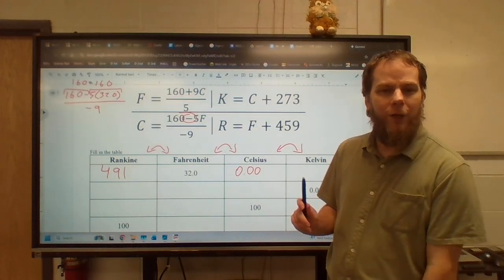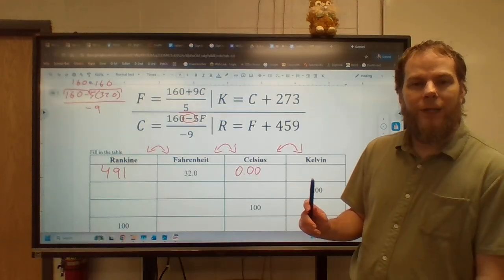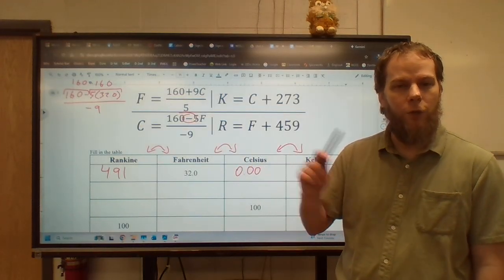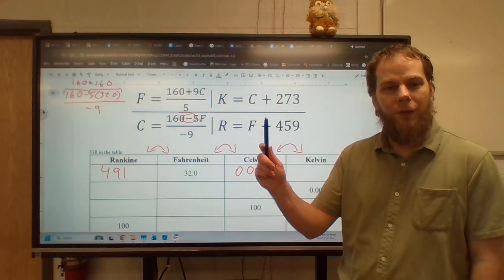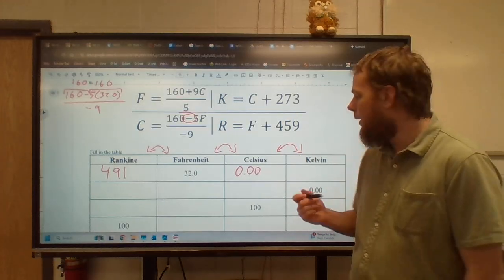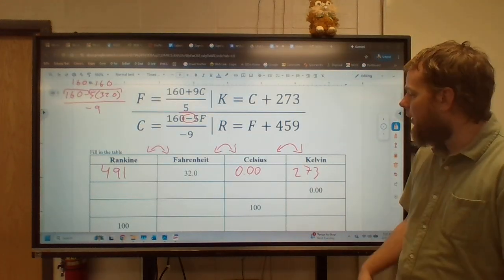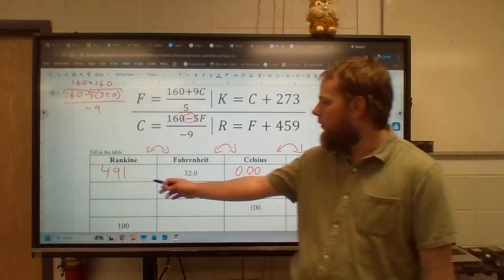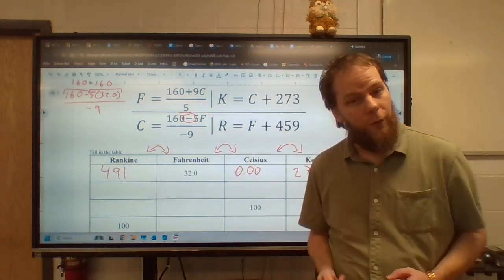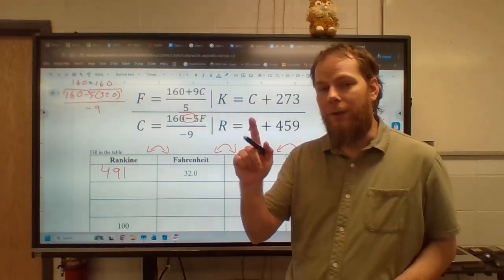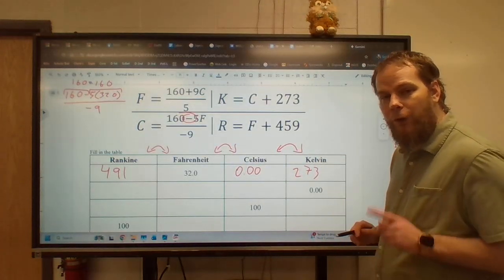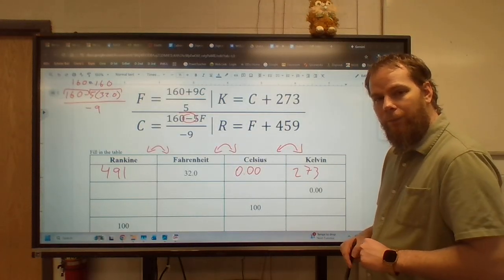And then the last one here is Kelvin. We want to find Kelvin. Well, this is the equation we're going to use. So 0 plus 273 is going to be 273. Once again, sig figs 3 and 3. Same thing that happened here. It just kind of works out. That's pretty convenient. Now, let's do this one, going the other direction.